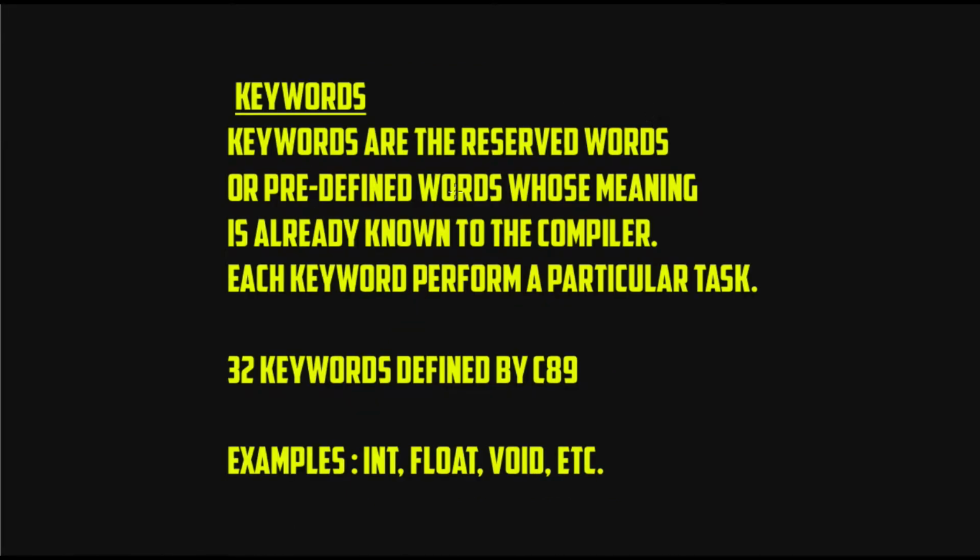Keywords are the reserved words or predefined words whose meaning is already known to the compiler. Each keyword performs a particular task. For example, there are integer, float, void, etc. Right? Integer is the full number, float is the decimal numbers, something like that. Now let's look at the next one.